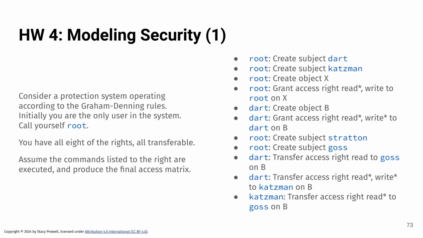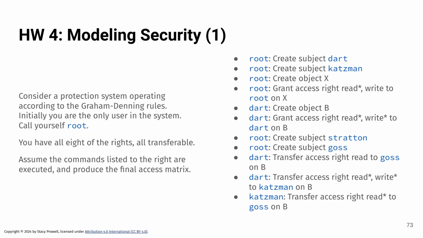There's homework. It's due in a week. And the homework is to do some stuff with the Graham-Denning rules. So go back to that table. Put yourself in the system. Your name is root. So now you're in the system. You're the only user. And execute that script you see over on the right.